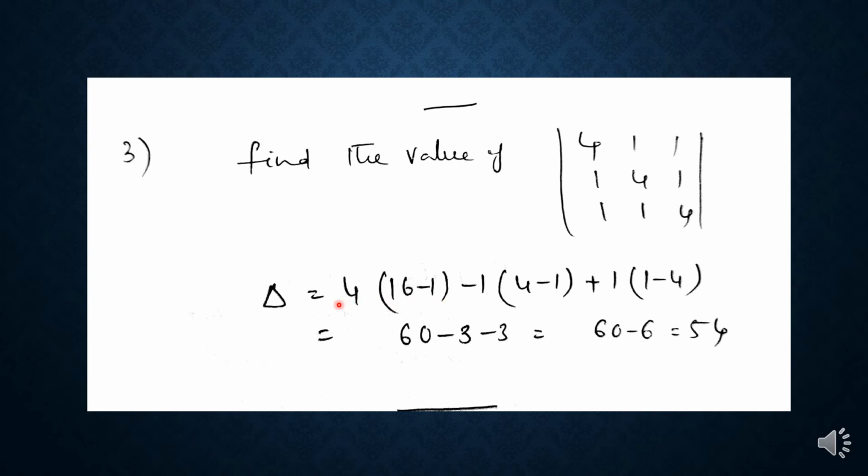So that is 4 into 16 minus 1, that is 15 into 4, 60, minus 1 into 4 minus 1, that is 4 minus 1 is 3, plus 1 into 1 minus 4. 1 minus 4 is minus 3. Minus 3 into plus 1 is minus 3. So 60 minus 3 minus 3 is 60 minus 6, which is equal to 54. So the value of this determinant is 54.